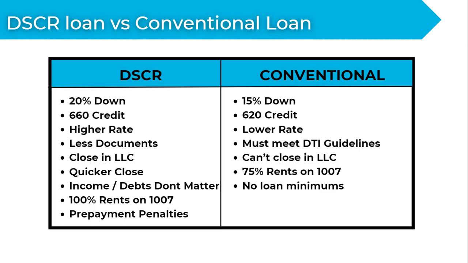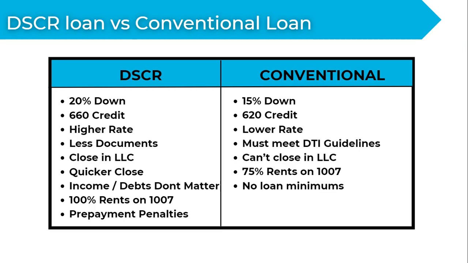With a DSCR loan, however, you can close in an LLC. With a conventional, you can't, so that protects your assets. And it's going to result in a quicker close because there's less documentation. On a conventional loan, they're going to use 75% of rents on the 1007. Typically, most DSCR lenders are going to use 100% of the rents on a 1007. And then there are no loan minimums on a conventional. There is with the DSCR, most lenders want 150,000. We do have lenders that go down to 75, and DSCR loans do have that prepayment penalty that we covered.